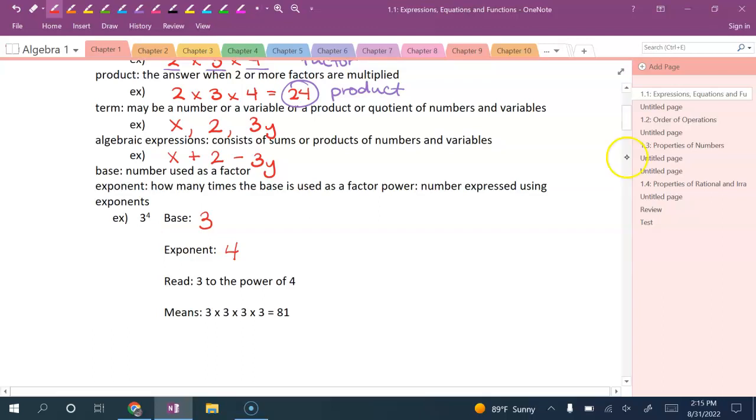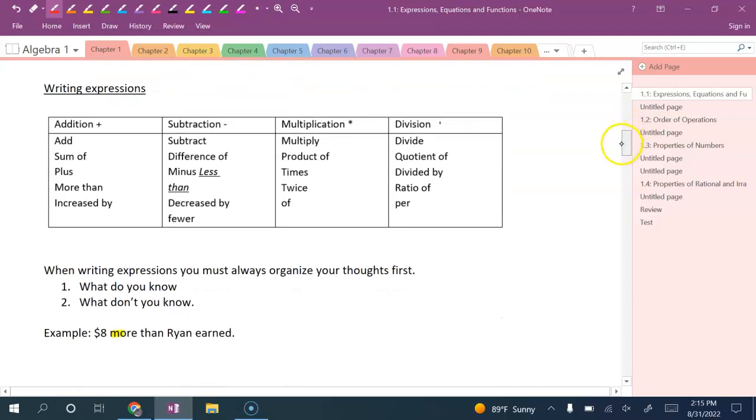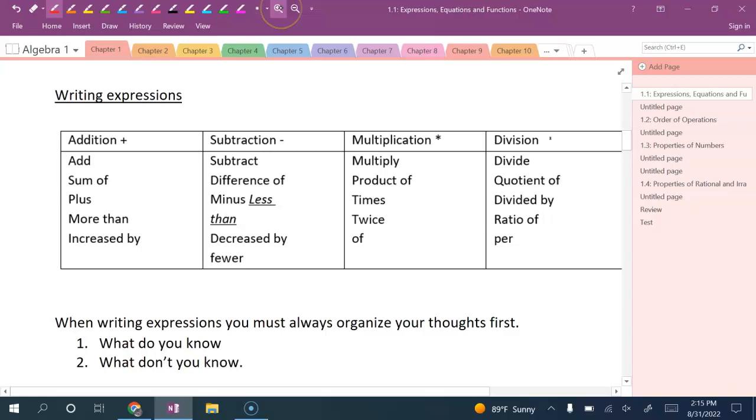Now if we turn the page over here and we look at this chart, it is used to help you write out expressions. There's going to be key phrases that you're going to want to be able to look for inside of the algebraic expression or the sentence that you're looking at in order for you to understand exactly what operation they're wanting you to use.